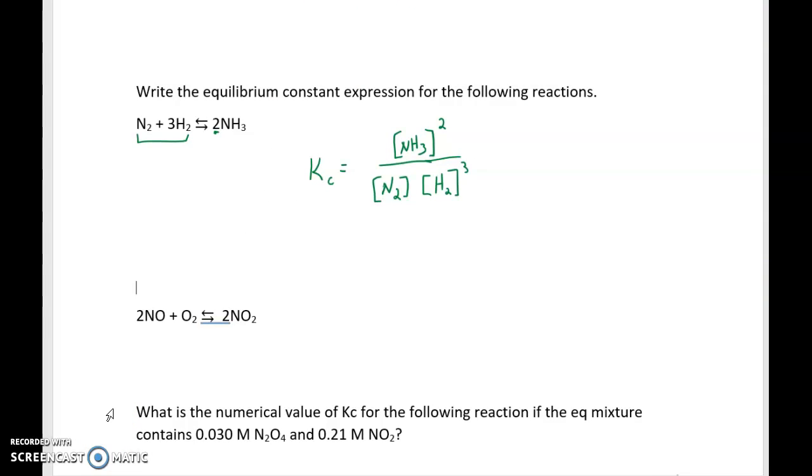Do the next one. The equilibrium constant is going to be equal to nitrogen dioxide, and we're going to square that, divided by the reactants, nitrogen oxide squared times oxygen.